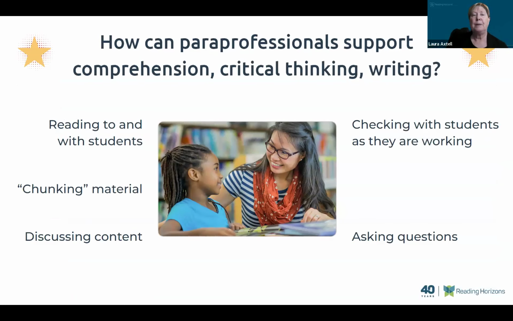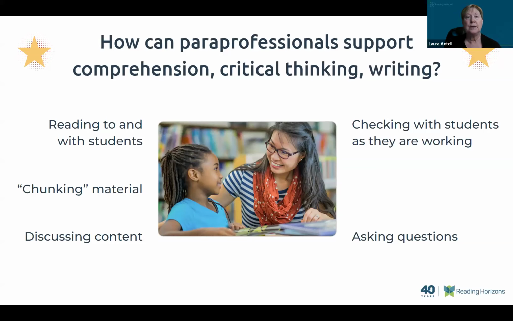Another question that was asked was, what about paraprofessionals supporting things like higher level skills, critical thinking, comprehension, writing? So we're going to talk about a couple of different things. One is reading with and to students. So if you have students with severe dyslexia, that often means that the print piece is going to get in the way. So you may be reading with or to students and still working with them on comprehension activities, etc. What they're able to comprehend, but they comprehend better when they listen to something read while they're gaining those skills.